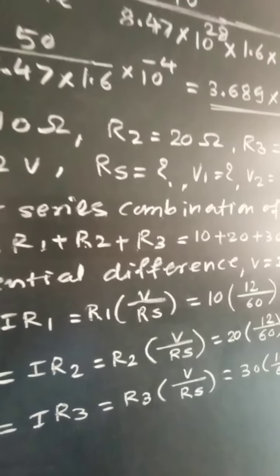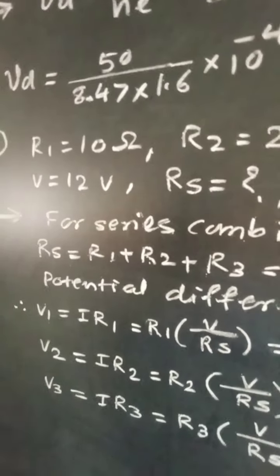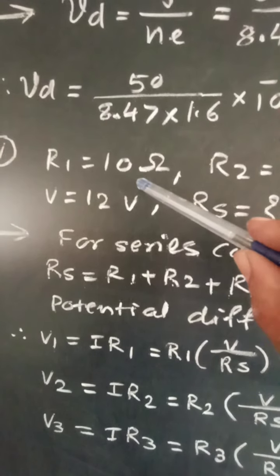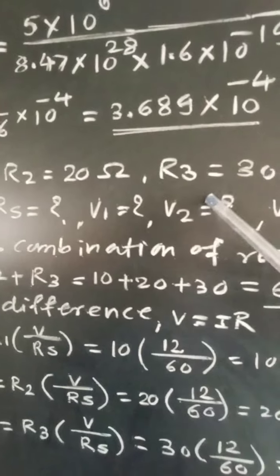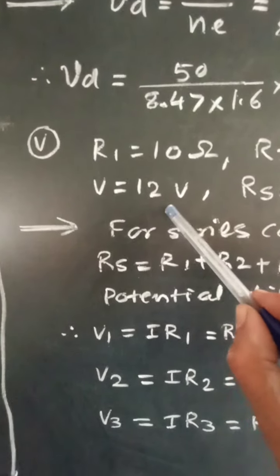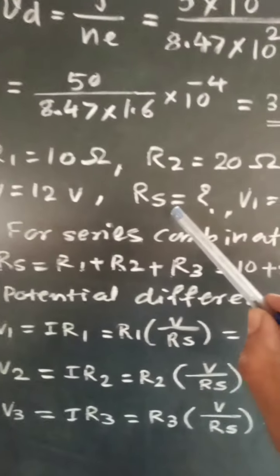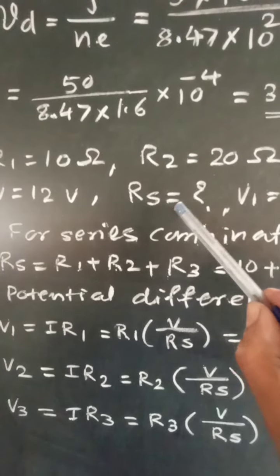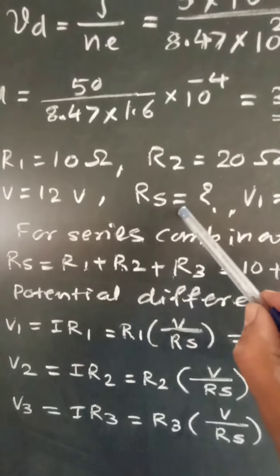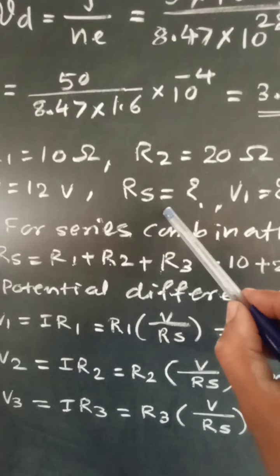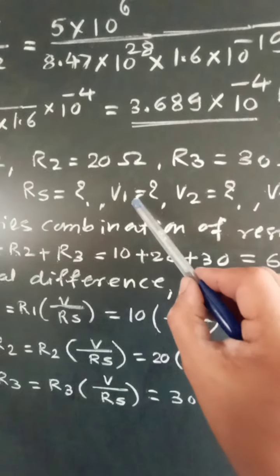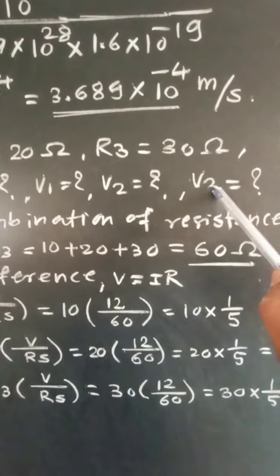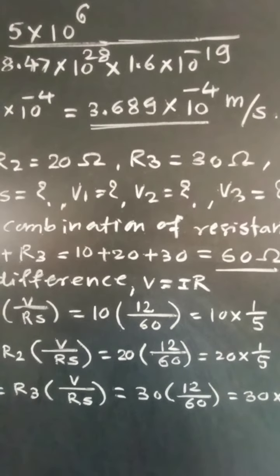And therefore for this numerical, the given data is resistance R1 equal to 10 ohm, R2 is equal to 20 ohm, R3 is equal to 30 ohm, then phi is equal to 12 volt, that is the applied potential. Then we have to find out the value of resistance when they are connected in series, that is Rs, and then individual potentials across R1, R2, R3, that is phi1, phi2 and phi3. These potentials we will have to find.